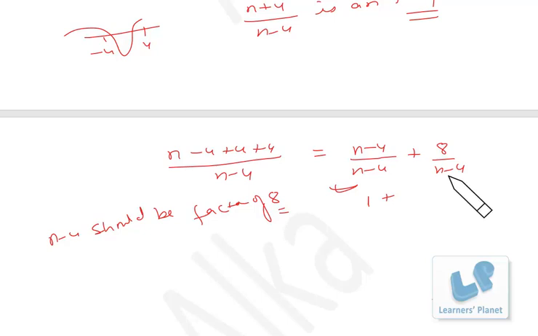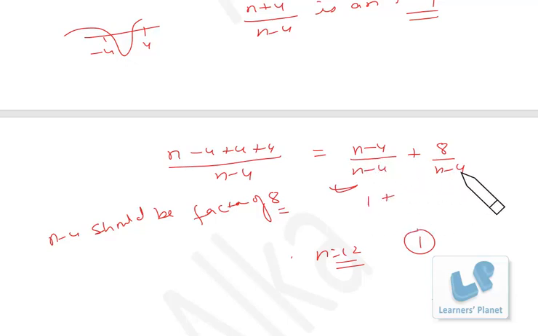And this n can be positive only. So suppose I take n as 16, then 16 minus 4 is 12, which is not a factor of 8. So if I take n equal to 12, then 8 upon 12 minus 4 will give the value 1, right? So the largest possible value of n for which it will be an integer is n equal to 12, right? After n equal to 12, n minus 4 will be more than 8, and if it is more than 8, you will not get an integral value.